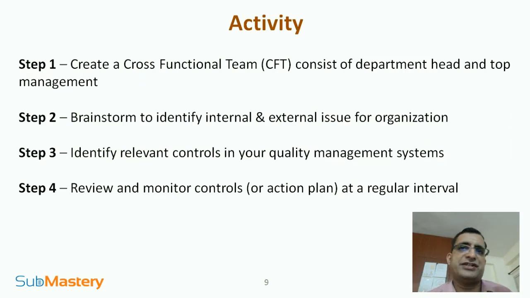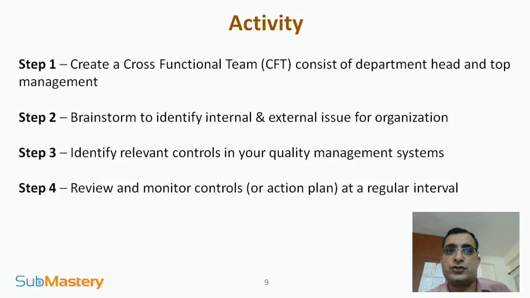So what are the activities which you need to do? Number one, you need to create a cross-functional team which consists of department heads and top management. You can also include engineers and other people in this team, but yes, you need to identify those issues which are relevant to the organization's quality management system.